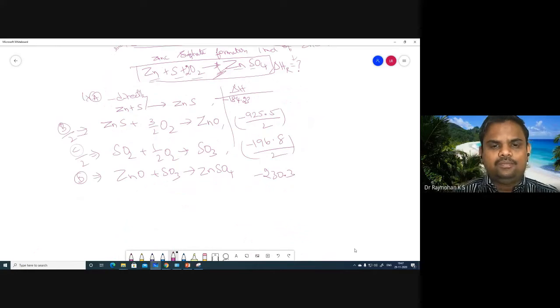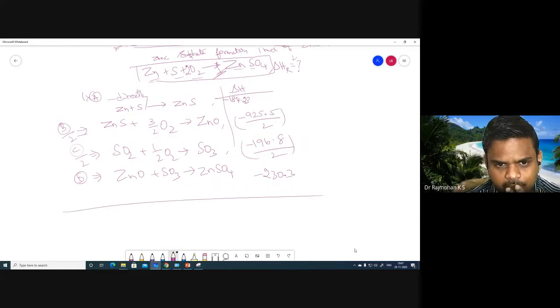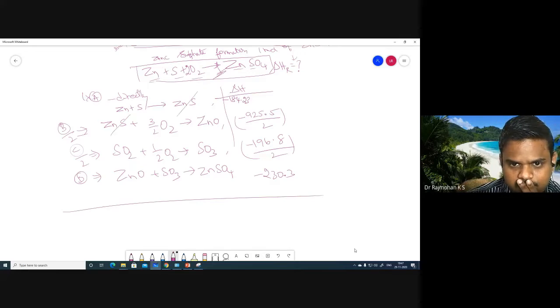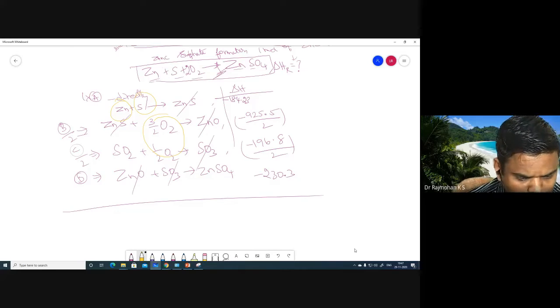Okay, let us proceed. Now we will check the balance, whether it is cancelled out or not. Zinc sulfide gets cancelled. 3 by 2 O2 plus half O2 is 4 by 2, which is 2 O2, so 2 O2 will come on the left hand side. Zinc oxide gets cancelled, SO3 gets cancelled. So what we are left with is zinc, sulfur plus this. What is happening to SO2? Here SO2 is there, sorry.